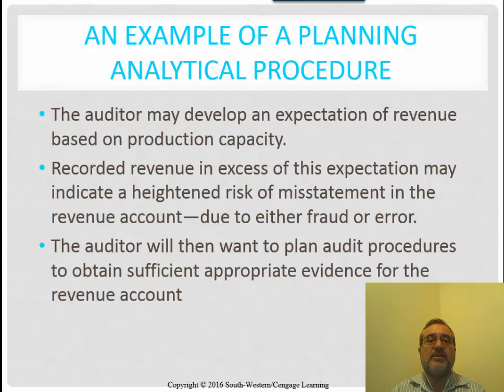Examples of planning analytical procedures. The auditor may develop an expectation of revenue based upon production capacity. So we may be able to back into revenue based upon the amount of production, based upon the amount of cost of goods. And again, we're simply using a mathematical model to get to this point. Recorded revenue in excess of this expectation may indicate a heightened risk of misstatement on the revenue account due to either fraud or error. The auditor will then want to plan audit procedures to obtain sufficient appropriate evidence for the revenue account.